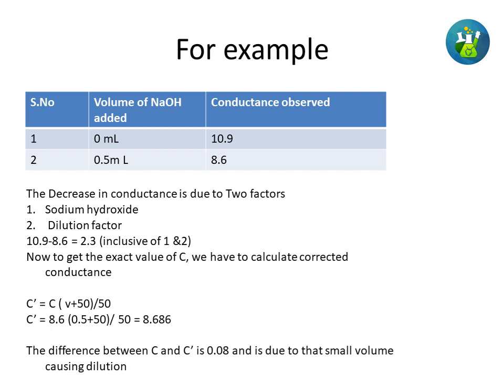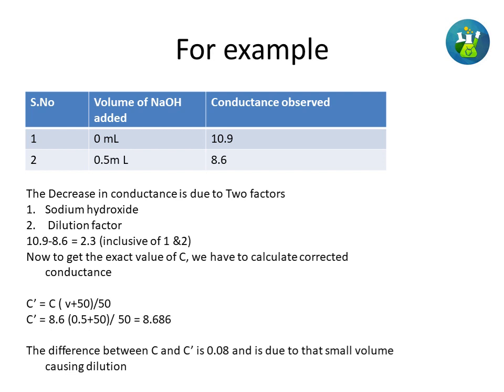So whenever the number of H plus ions decreases, conductance decreases. But we are adding sodium hydroxide solution. That solution contains water, and as water is being formed in the reaction, it causes a dilution effect. So this decrease may be due to two factors. One is the added sodium hydroxide solution, the other is dilution. So just subtract the values. 10.9 minus 8.6, I got 2.3. This 2.3 is due to the two factors, 1 and 2. Now what do I have to do? I have to do volume correction. How do I do it?